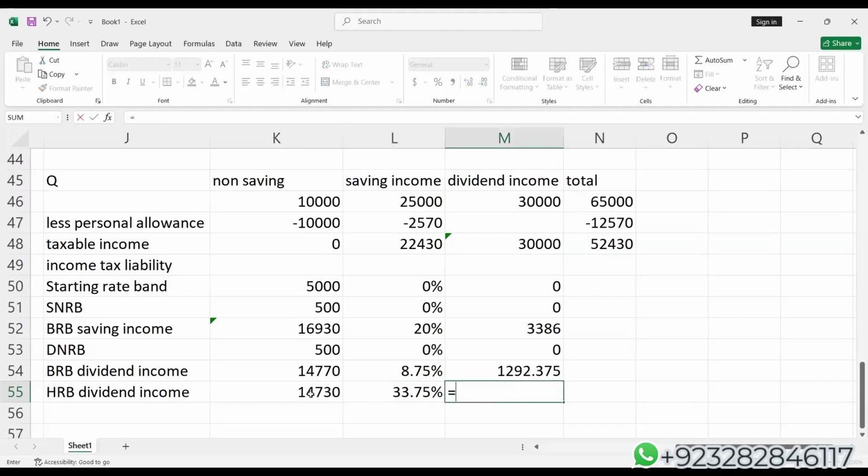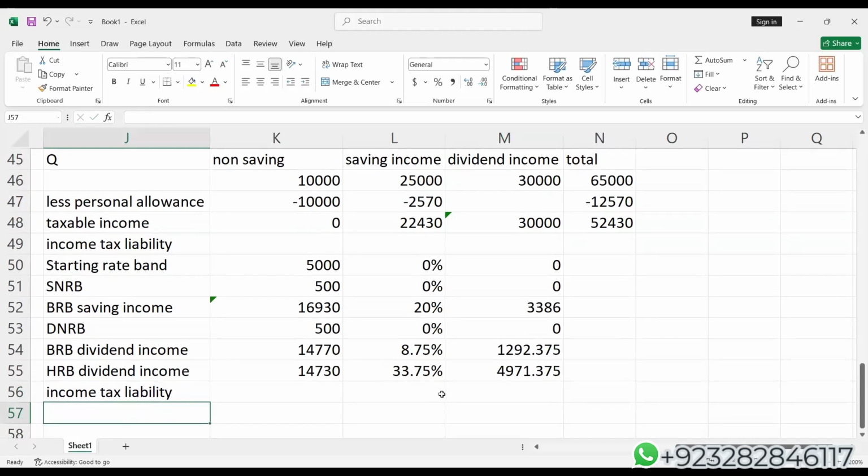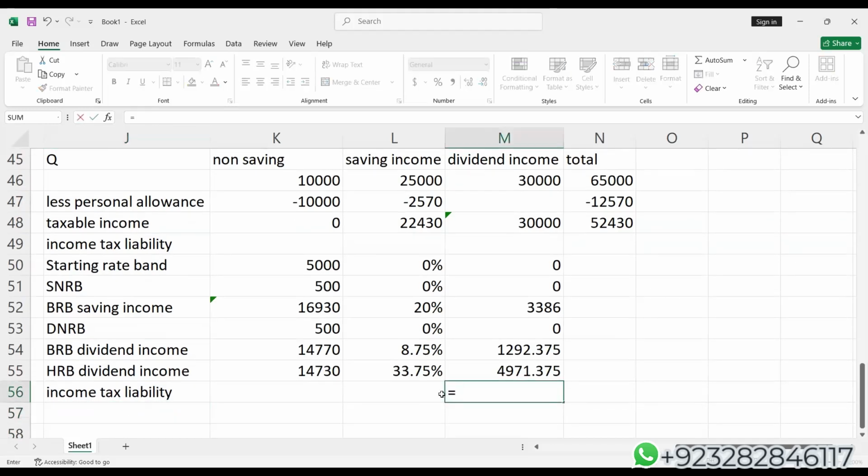So I hope it is coming accurately. Yes. Now very easily we can calculate the income tax liability. You can simply use the sum formula. Is there anyone who is having the same answer or no one? Students, you can share in the chat box. Anyone who is having the same answer? Or no one?